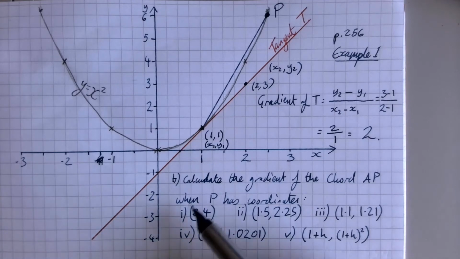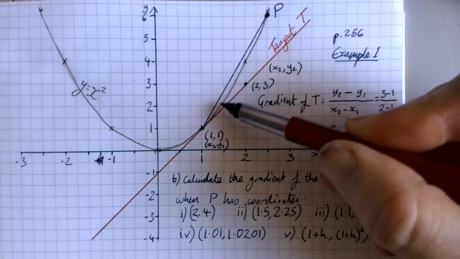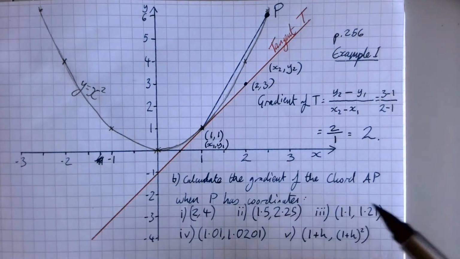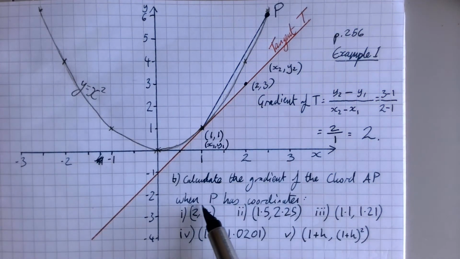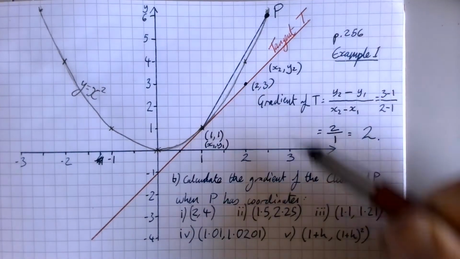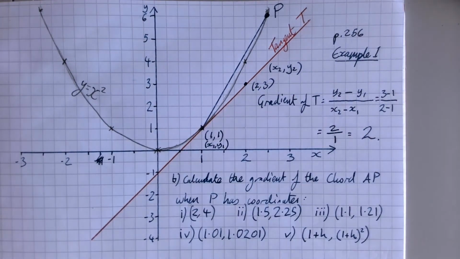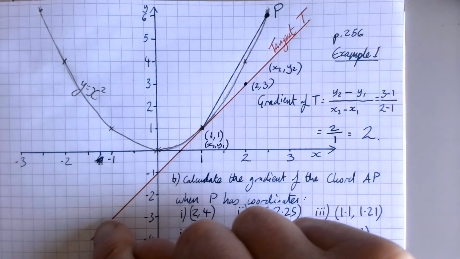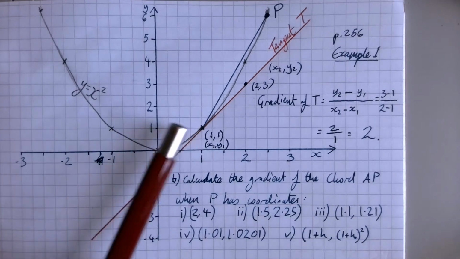Right, so here's question B. Calculate the gradient of the chord AP, so that's this line here, a chord being a straight line that joins 2 points of a curve or circle together, when P has coordinates, and we've got different coordinates, 2, 4, so 2, 4 would be there, 1.5, 2.25, so that would be about there, 1.1, and so on. And why are we being asked to do this? Well, it's because we're trying to find out how we can algebraically find the gradient of a tangent at any point, and we're thinking about this point 1, 1.